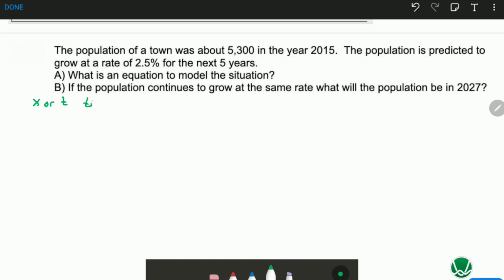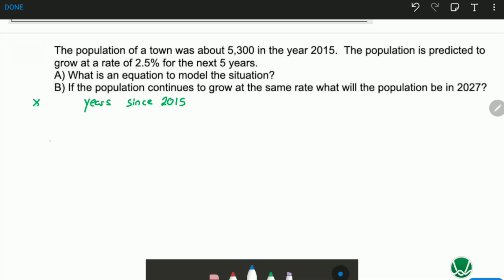For time, or usually years, since the starting information. So in our case, years since 2015. And I think I'll just go with x, just because I feel like using x this time. I'll probably use t a different time. So x years since 2015.